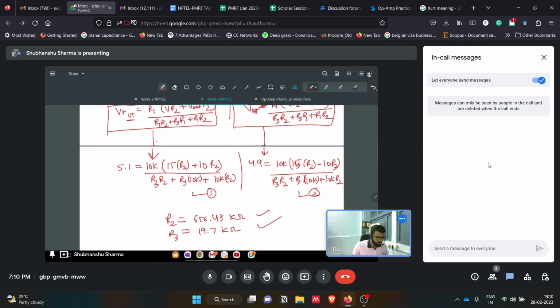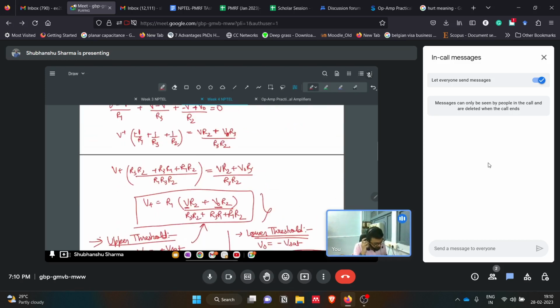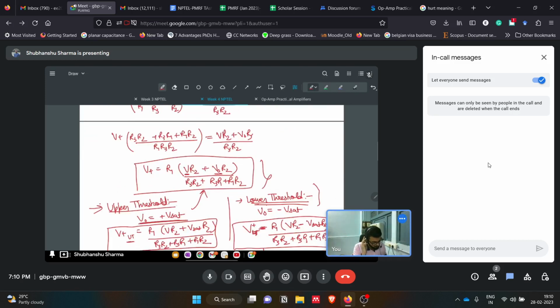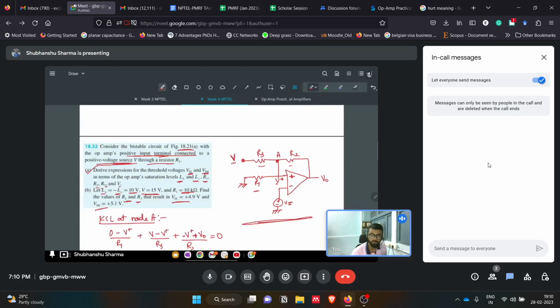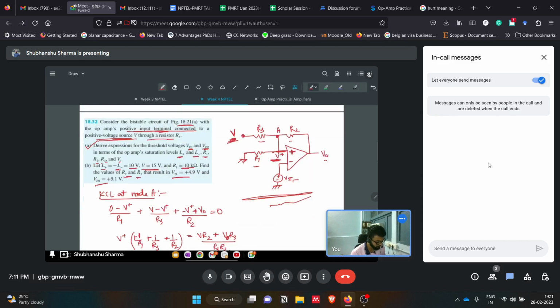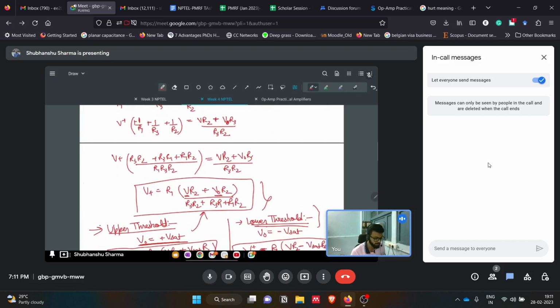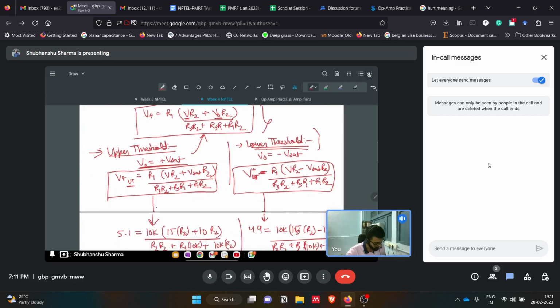Fine, easy. The main thing was finding the upper threshold and the lower threshold voltages. Whatever the circuit is, just find the expression for V plus, the voltage at the non-inverting terminal. If it is an inverting Schmitt trigger, which in this case it is, once you get this expression for V plus in terms of the parameters in the circuit, like V, V naught, Vi, you can easily decide the upper threshold and lower threshold of the Schmitt trigger. Fine, this was one question.